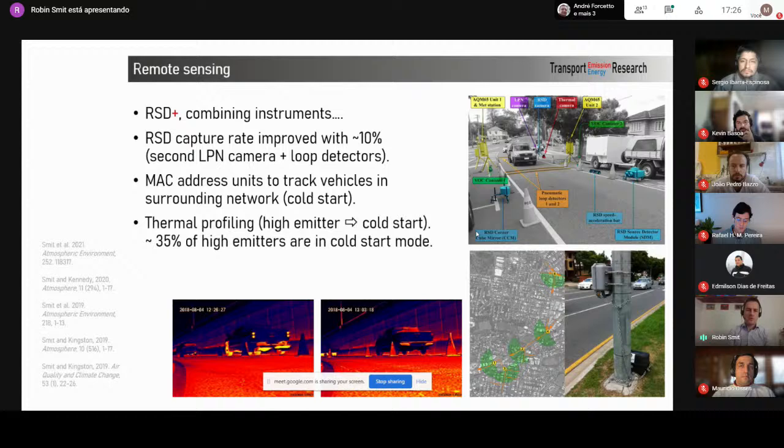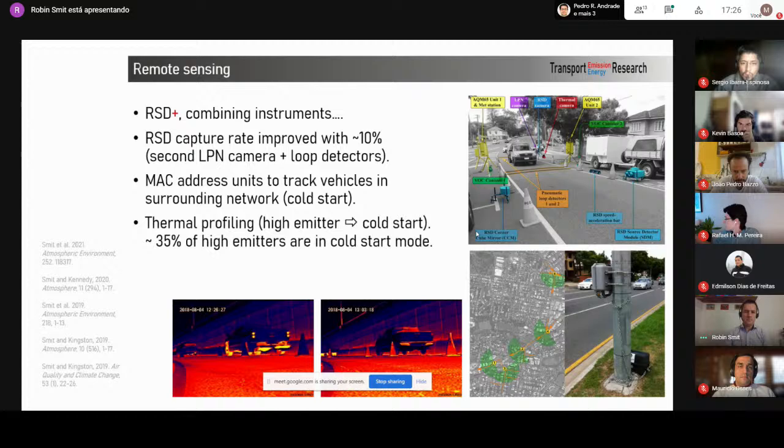On top of that, we used thermal cameras to thermally profile vehicles, and this is useful to check if a high emitter is possibly in cold start mode, because emissions can be elevated because of cold start, not because there's a technological failure in the vehicle itself. So we found that about 35% of the high emitters are in cold start mode in this urban area.